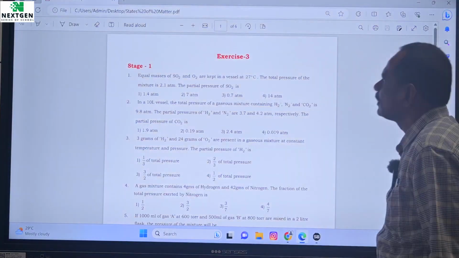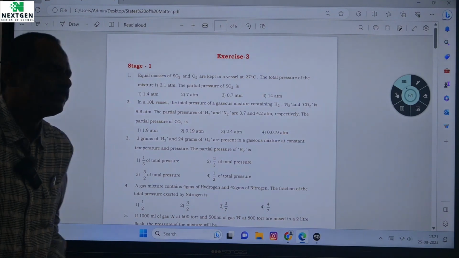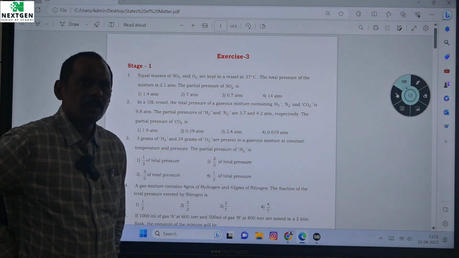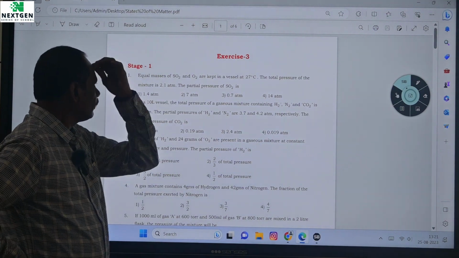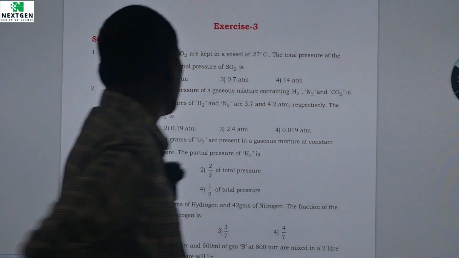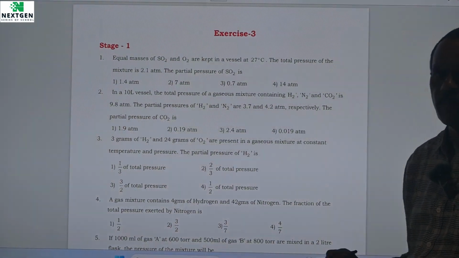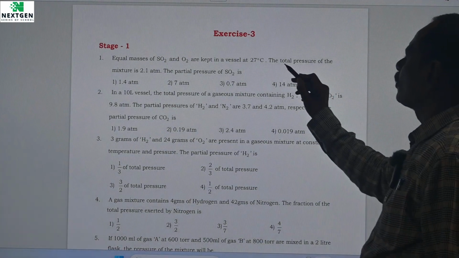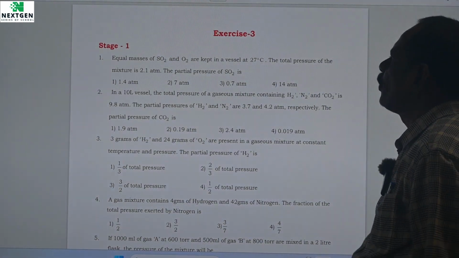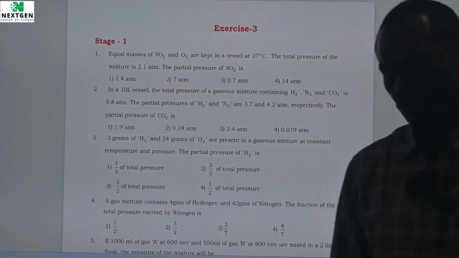This is exercise 3, stage 1. Read the first question. Equal masses, not volumes, equal masses of sulfur dioxide and oxygen are kept in a vessel at 27 degrees. The total pressure of the mixture is 2.1. Calculate the partial pressure of SO2.